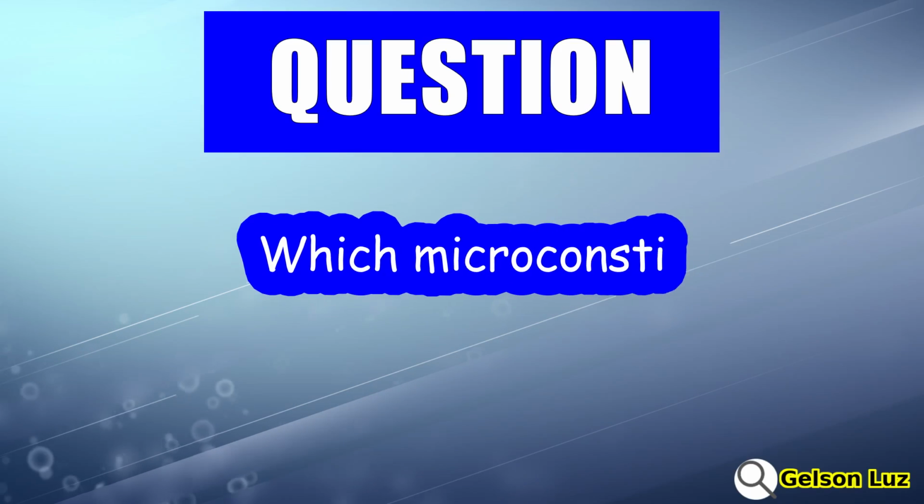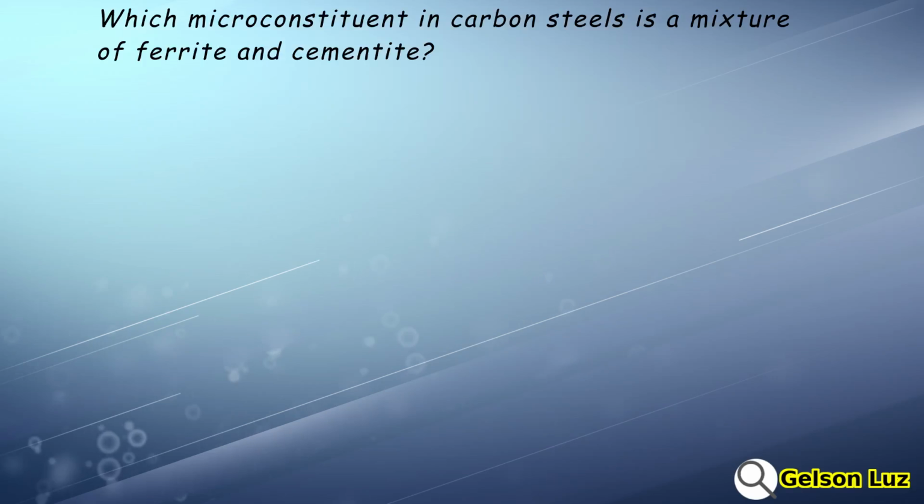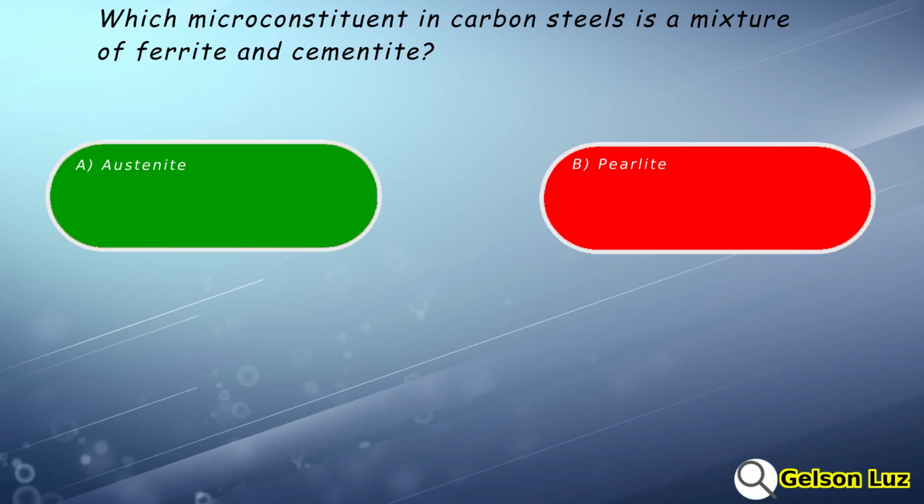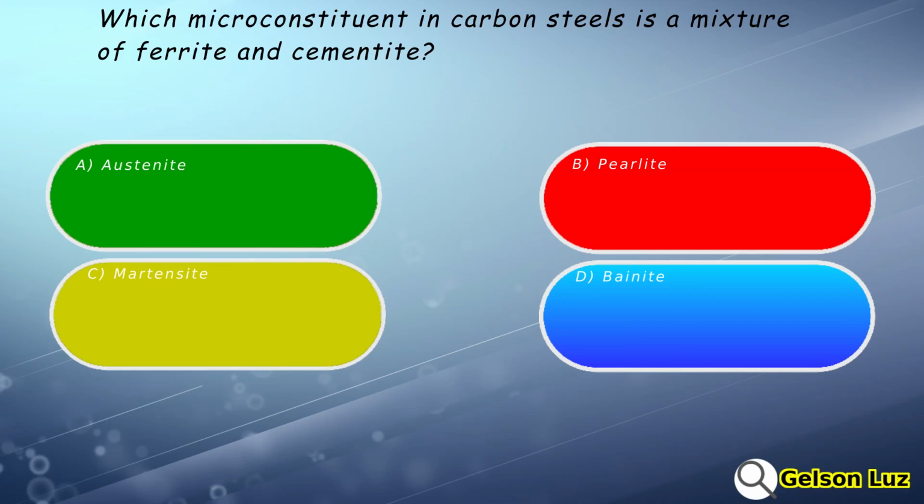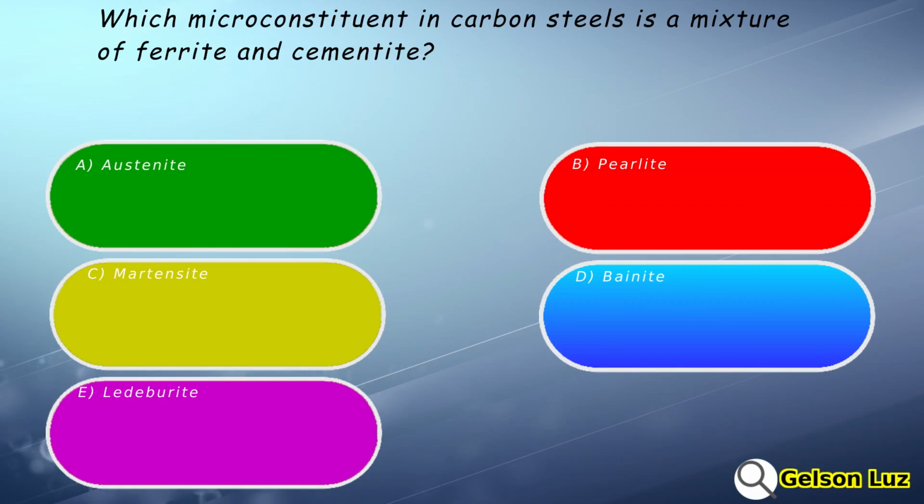Which microconstituent in carbon steels is a mixture of ferrite and cementite? A. Austenite. B. Perlite. C. Martensite. D. Bainite. A. Leadberite.